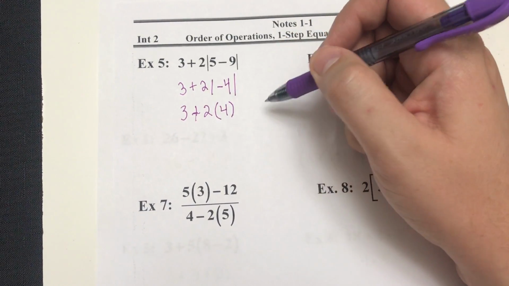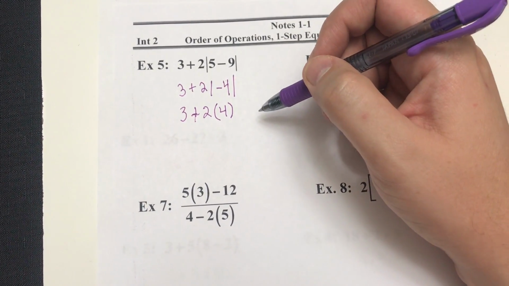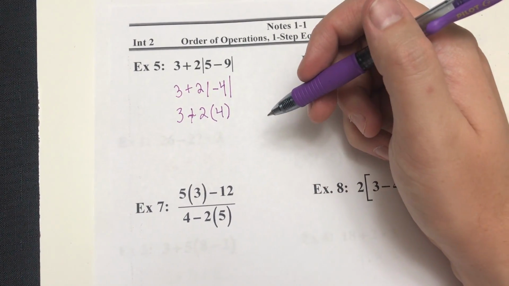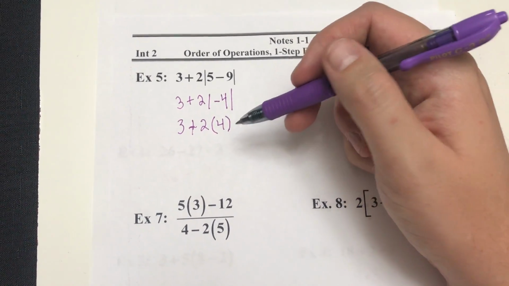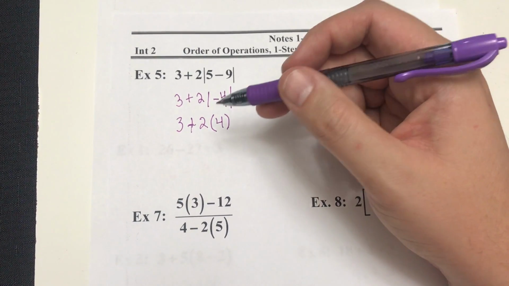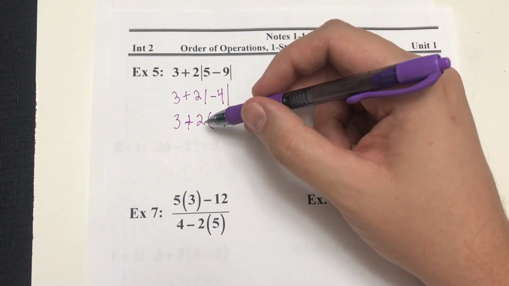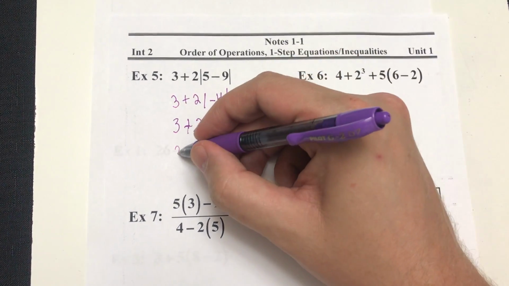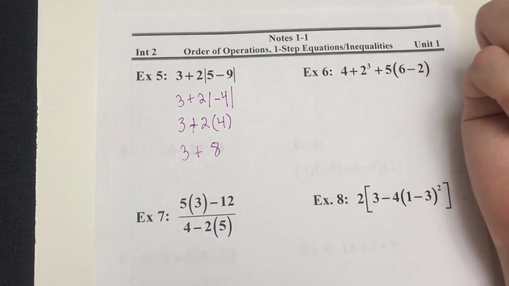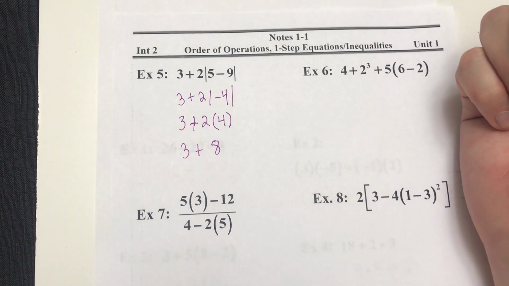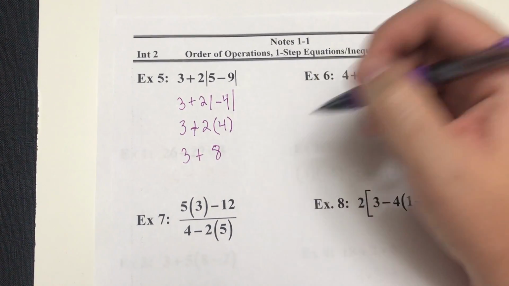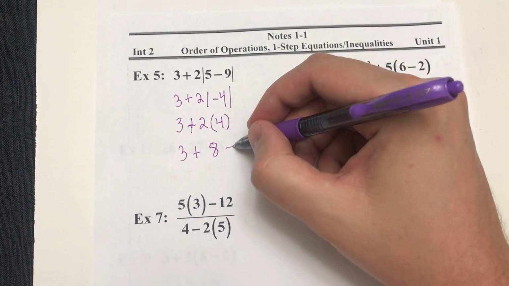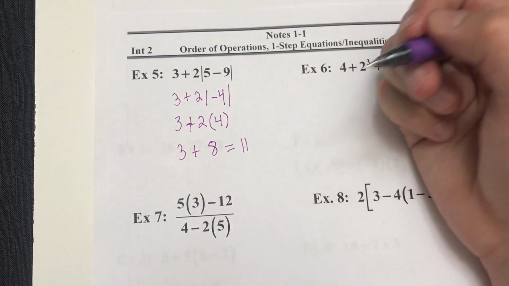Next, we don't have any exponents. Our grouping symbols are down to one number, so we can proceed to division and multiplication. No division symbols. We do have multiplication. 2 times 4 is 8. And we have 3 plus 8 carried down to the next step. After that, we move on to subtraction and addition. 3 plus 8 equals 11.